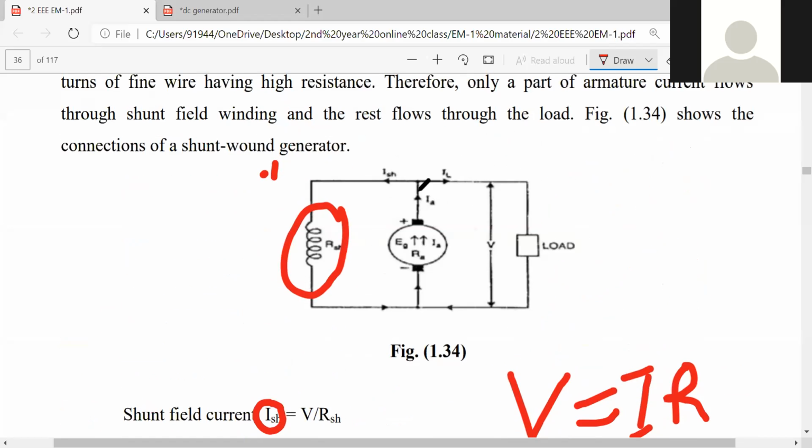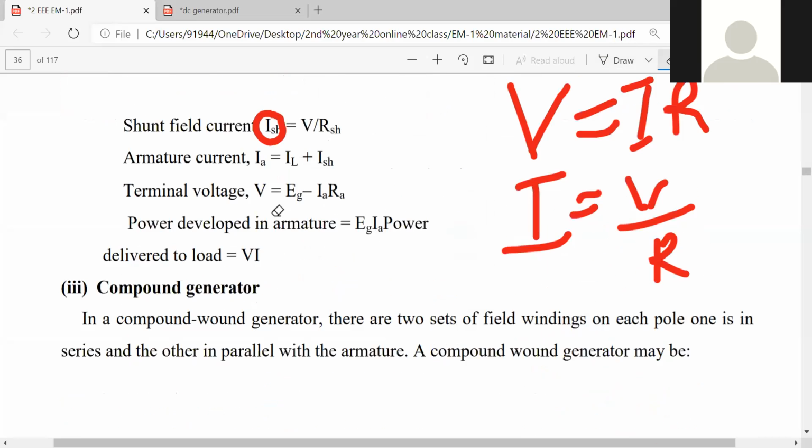According to KCL, Kirchhoff's current law, the sum of the currents at any node equals 0, or incoming currents equal outgoing currents. Here the incoming current at this node is IA, and IL and ISH are leaving the node. So incoming equals outgoing. See this equation.